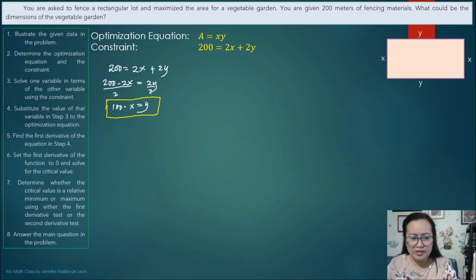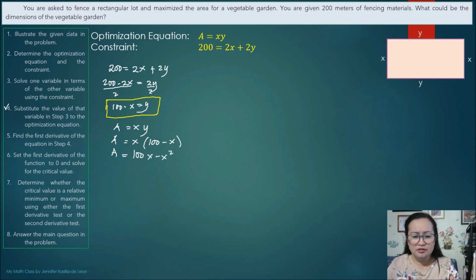Continuing, we are ready to do the fourth step, which is to substitute the value of that variable in step 3 into the optimization equation. The optimization equation is area equals xy. Substituting, we will have x times the quantity 100 minus x. Simplifying, we will have 100x minus x squared. Then let's do the fifth step. We are going to get the first derivative, so we will have 100 minus 2x.